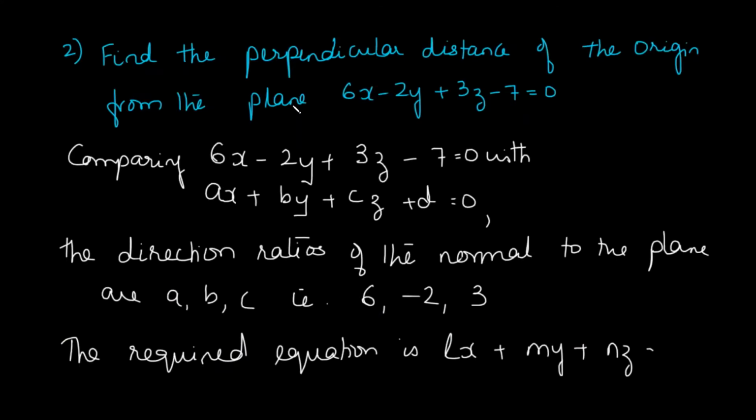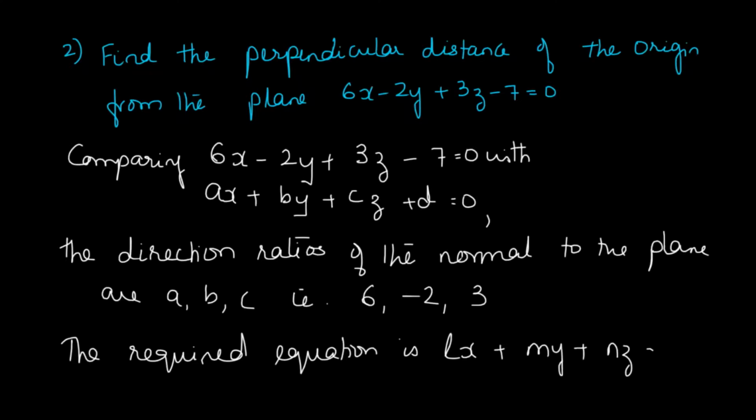The second question: find the perpendicular distance of the origin from the plane 6x minus 2y plus 3z minus 7 is equal to 0. Now in this case, the perpendicular distance means the small p is what you have to find out. The given plane is the general equation of the plane, of the form ax plus by plus cz plus d is equal to 0. In this equation, a, b, c are the direction ratios of the normal to the plane. So in our equation, 6, minus 2 and 3 are the direction ratios of the normal to the plane.